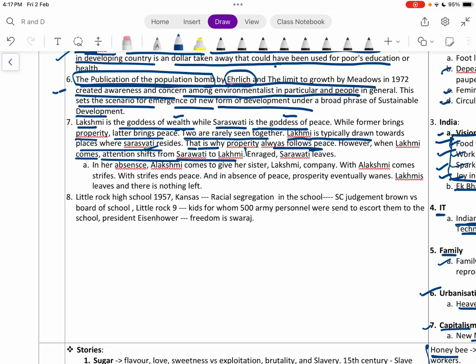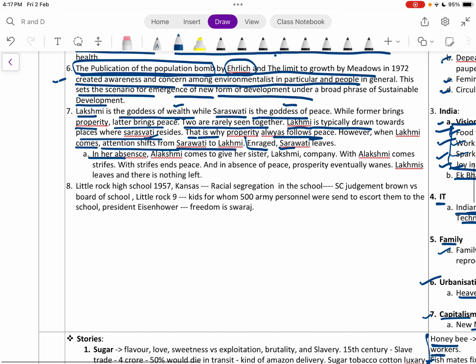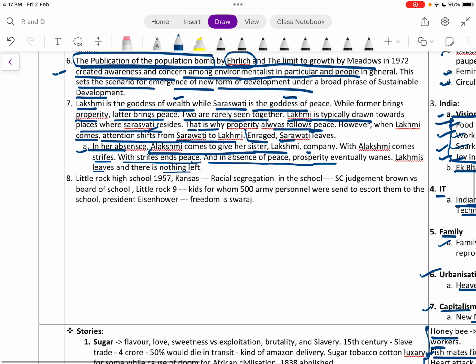Enraged, Saraswati leaves. In her absence, Lakshmi comes to give her sister company. With Lakshmi comes strife. With strife comes the end of peace, and in the absence of peace, prosperity eventually leaves. Lakshmi leaves, and there is nothing left. So you can use this story anywhere about poverty.